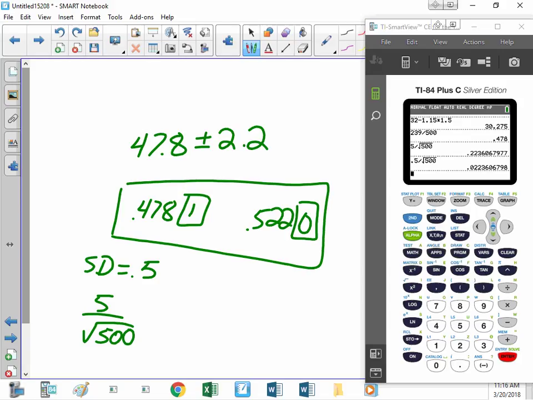So we're just going to double this. 4.4. 47.8 minus 4.4, and then 47.8 plus 4.4. That's your 95% confidence interval.